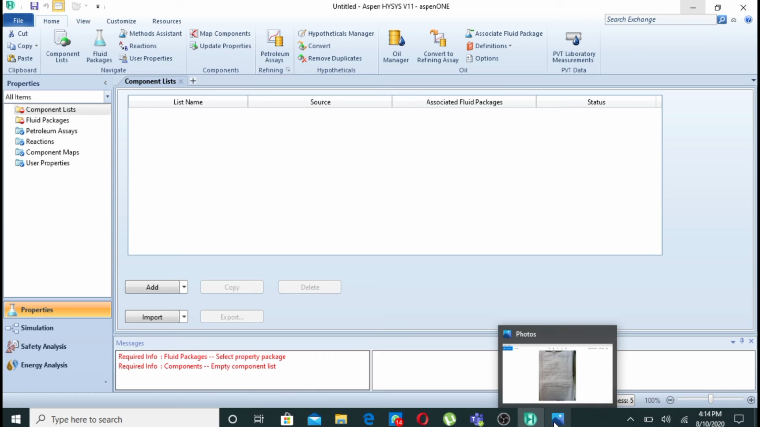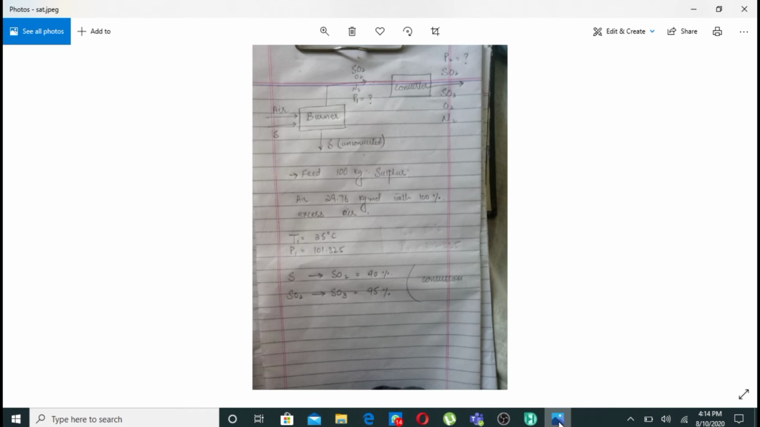As this question was on two pages, I just wrote it on a single page for you. So this is the question. We have sulfur, which in the question is written as 100 kg or 100 pounds, but I have taken 100 kg. 10% of the sulfur will remain unconverted, so 90% of the sulfur will convert to sulfur dioxide, as it is written over here.